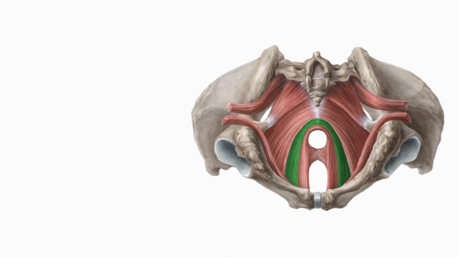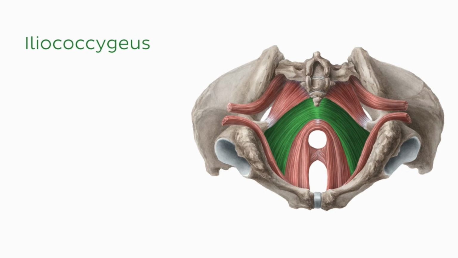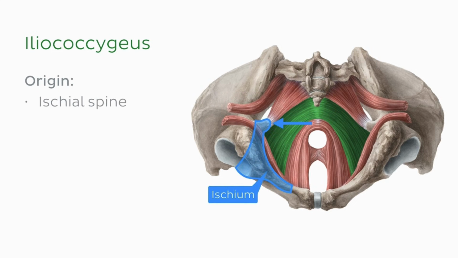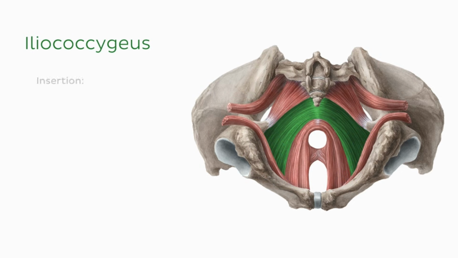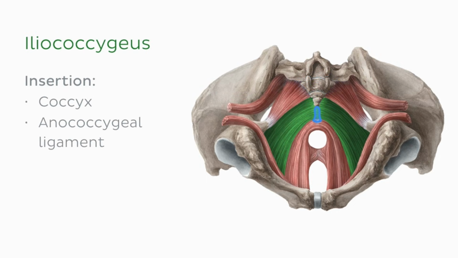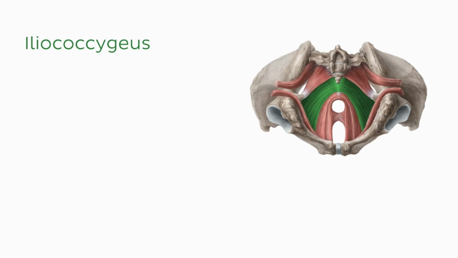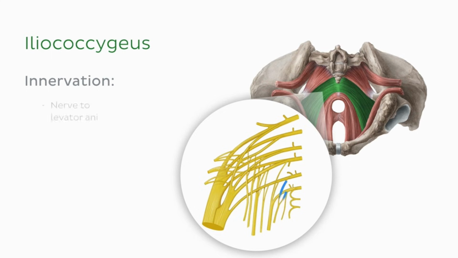The last of the three components of the levator ani is the Iliococcygeus muscle. Now this one is a bit deceiving, as its name would suggest that it originates from the ilium, but actually the Iliococcygeus originates from the ischium, specifically the ischial spine. It also originates from this structure here, the tendinous arch of the levator ani. Luckily, on the other hand, its insertion point does match its name. Posteriorly, it inserts at the coccyx and the anococcygeal ligament. Like the rest of the levator ani, the Iliococcygeus is innervated by the nerve to the levator ani.